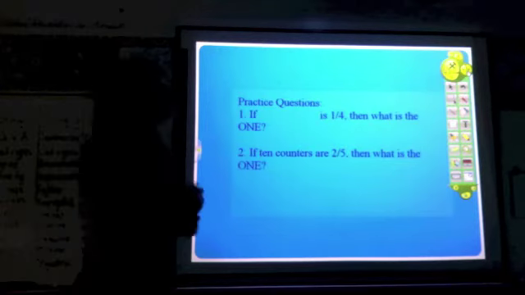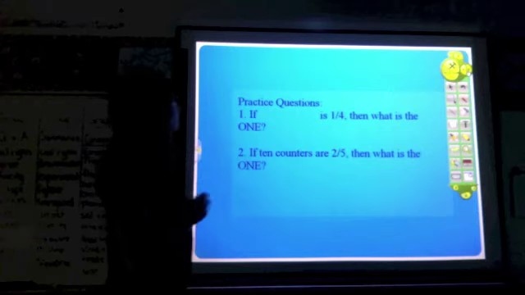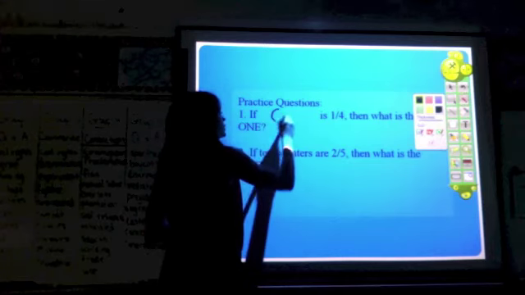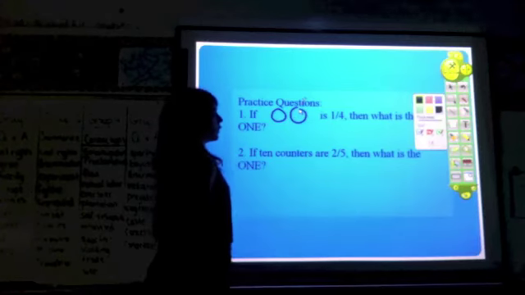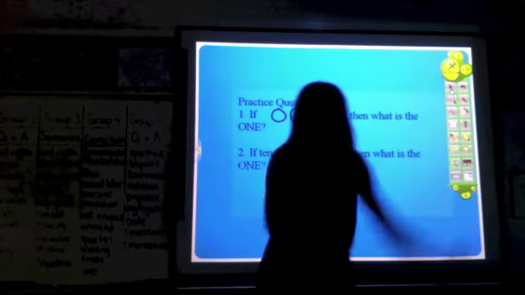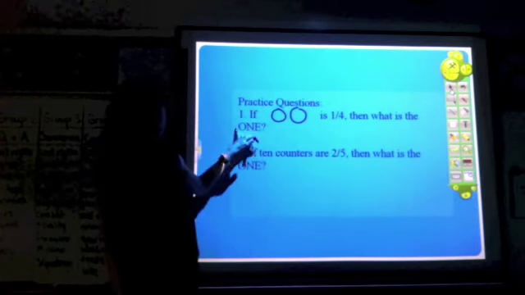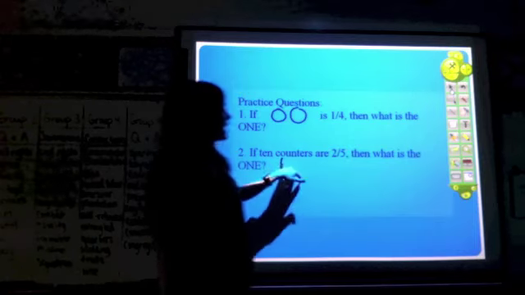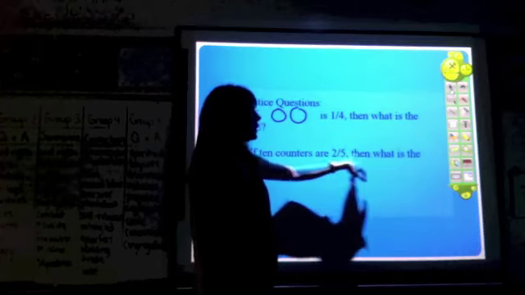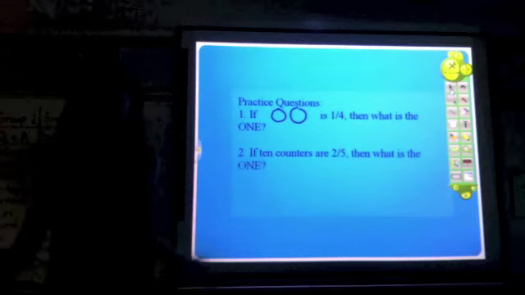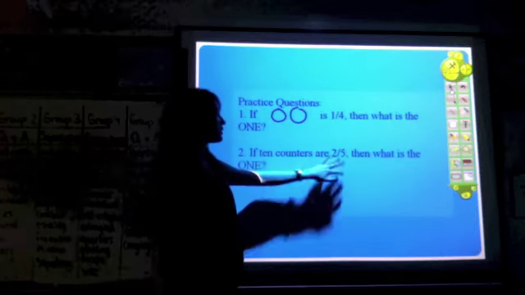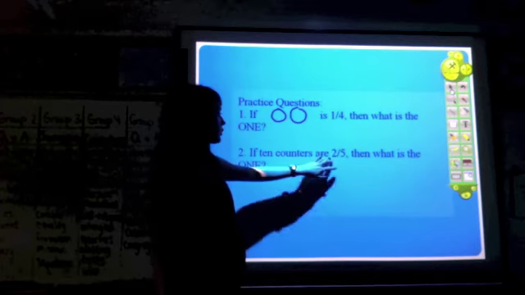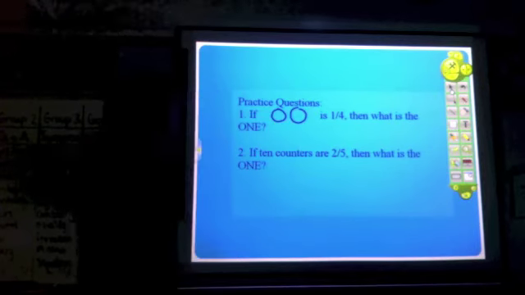All right, so you have 2 practice questions this evening. The first practice question is, if 2 counters, or 2 circles, represent 1/4, then what is the 1, or what is your whole? The second question is, if 10 counters are 2/5, then what is the 1, or what is your whole? So for the second question, I recommend drawing your groups with 5 groups, each group with 2 counters. Good luck.